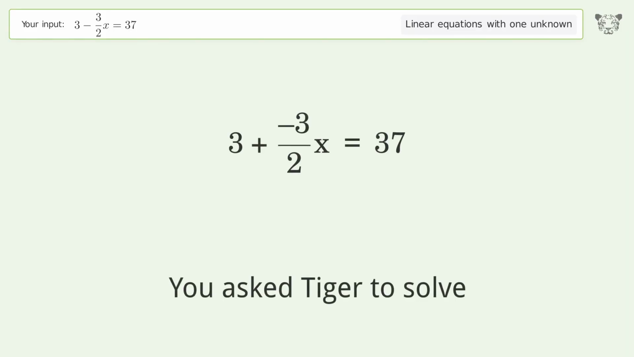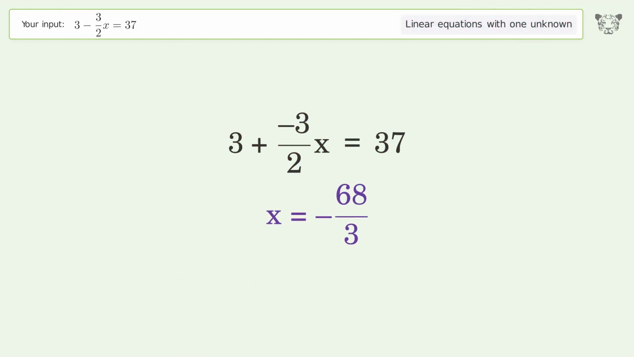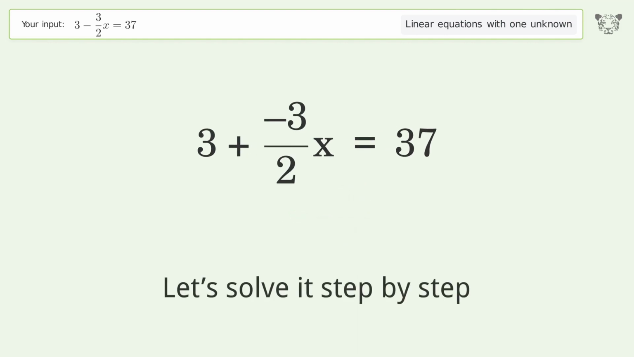You ask Tiger to solve. This deals with linear equations with one unknown. The final result is x equals -68/3. Let's solve it step by step.